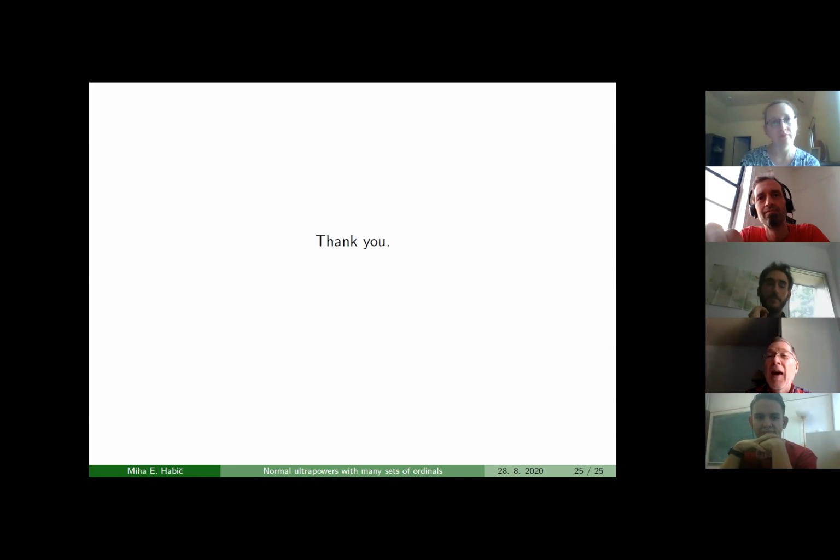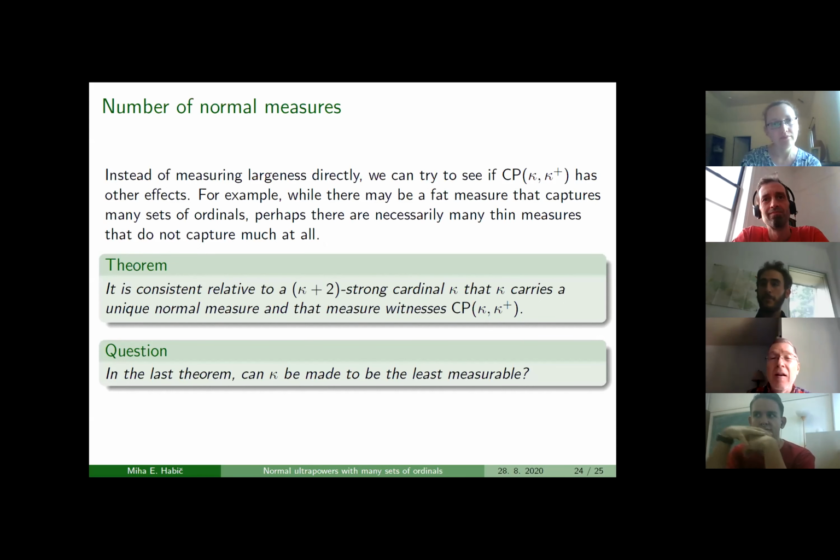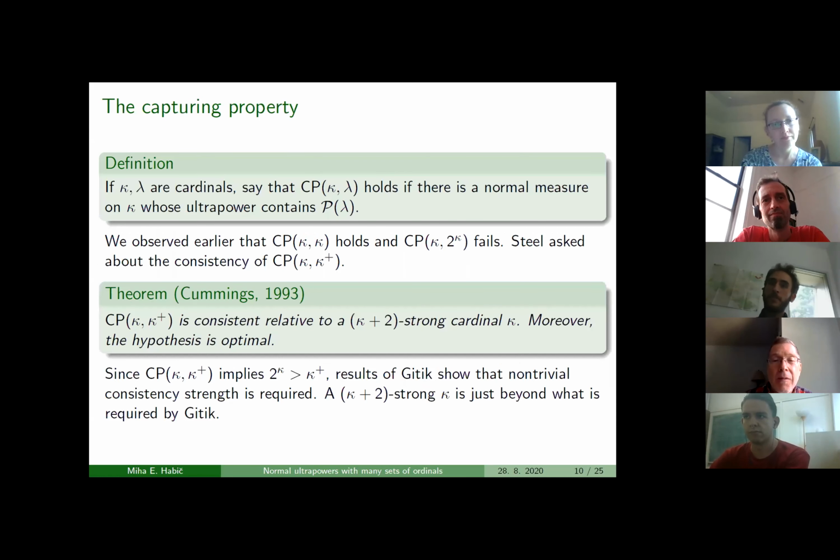Actually, I have a question. Can you go to slide 10, please, page 10? So you're saying that the results of Gitik show that non-trivial consistency strength is required. It seems to be saying that 2 to the kappa is greater than kappa plus, because kappa is measurable. Is that what you're referring to by results of Gitik? Yes, that's what I meant.